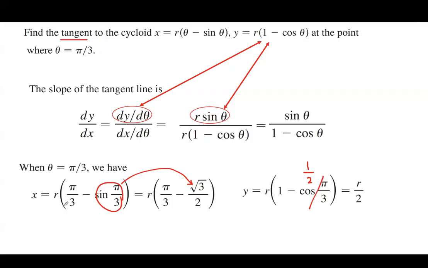Okay, we have our x, we have our y, we need the slope. dy/dx is simply sine of pi over 3 divided by 1 minus cosine of pi over 3. This is dy/dx. After simplification, you get square root of 3. So we expect to have an increasing tangent. Very good. So take a look. The slope of the tangent is positive. It is square root of 3.